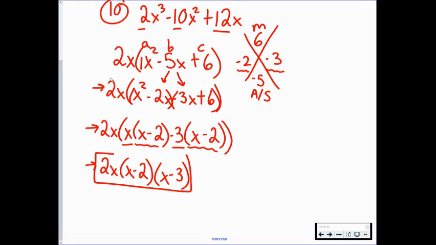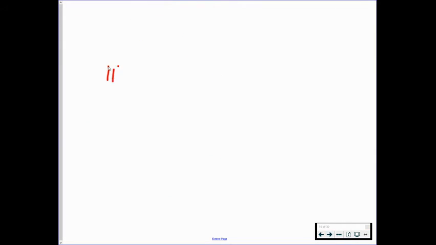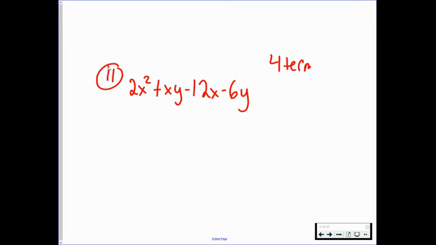And that is how you factor that expression. The last one on this first page is number 11, which states to factor 2x squared plus xy minus 12x minus 6y. First thing you always check is that GCF, but there's no GCF here, so no need to worry about that part. There are 4 terms this time, which means we're going to factor by grouping.